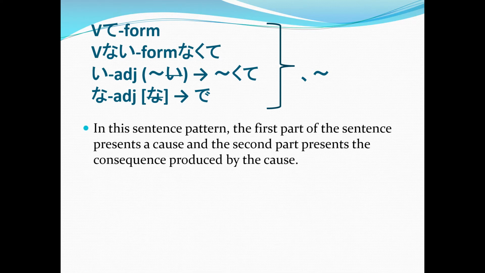In this sentence pattern, the first part of the sentence presents a cause and the second part presents the consequence produced by the cause. It might sound like kara, but unlike kara that you learned in lesson 9, this pattern has many constraints over its usage. So let's start with the examples. The words which come in the latter part are limited to those which do not contain volition. Again, we use this sentence pattern for sentences or words that do not contain volition.